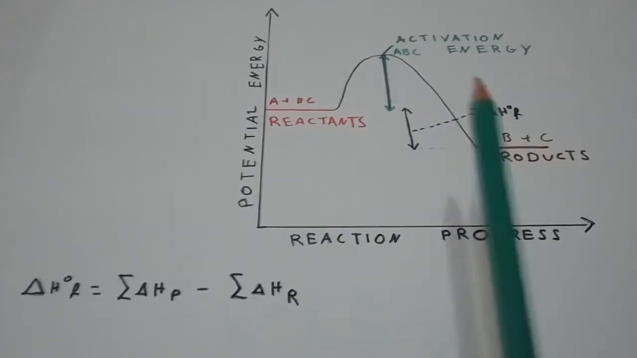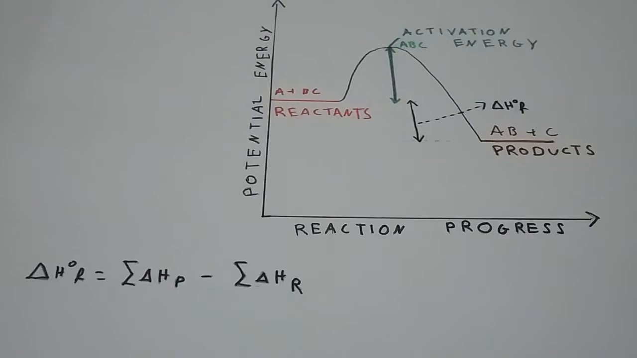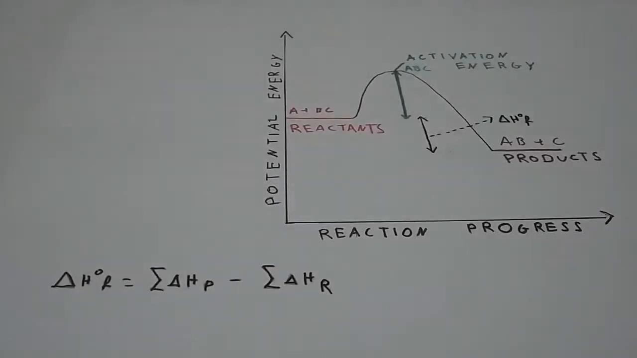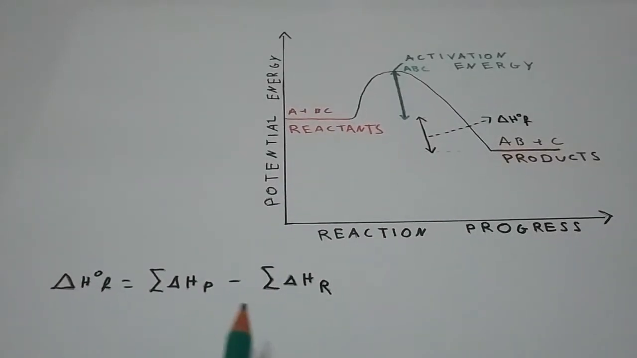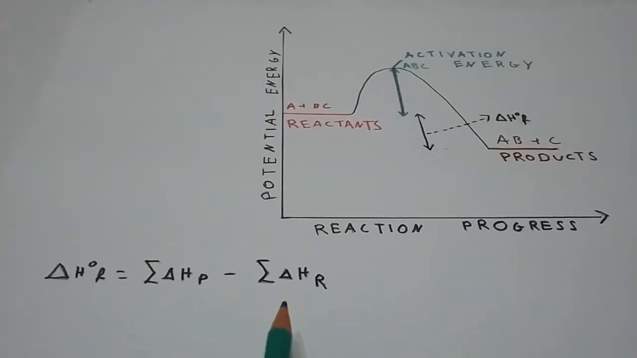Another important factor is the heat energy change, abbreviated as delta H. Delta H is the difference between the sum of delta H of products and the sum of delta H of reactants. Now, let's start with endothermic reaction.